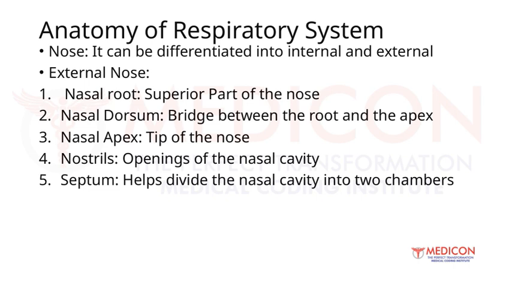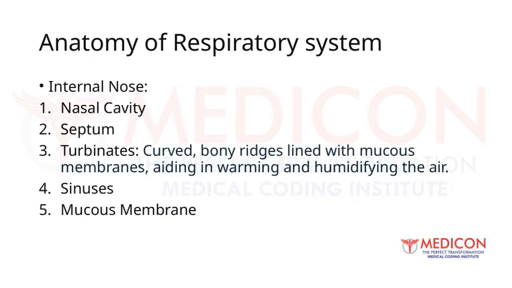Let's take a closer look at the anatomy of the respiratory system, starting with the internal nose. Inside the nose, we find the nasal cavity, which is essentially the main air passageway. It's divided by a structure called the septum, which separates the left and right sides. One of the most interesting features here are the turbinates. These are curved, bony ridges covered with mucous membranes. They play a crucial role in warming and humidifying the air we breathe in, making sure it's at the right temperature and moisture level before it reaches the lungs.